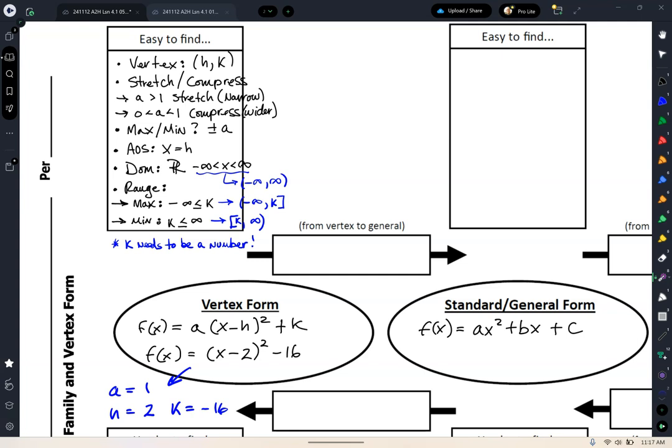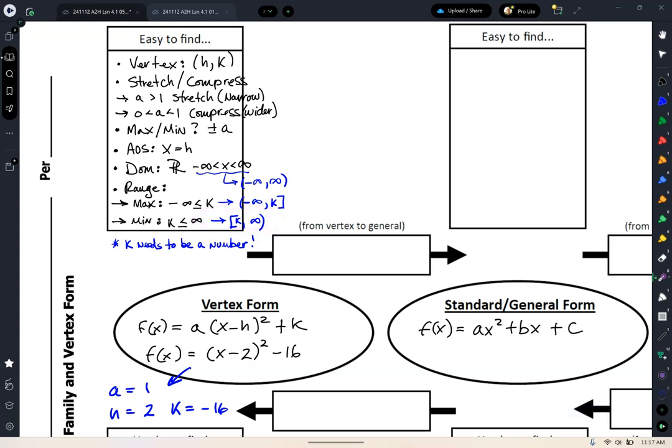Bracket. So range for this one should have been bracket negative 16 comma positive infinity parenthesis. That's what I got. Yeah? Okay, did you catch why it's that way? Because it's a minimum, right? So that's going to fall into this pattern right here, where k is a number.